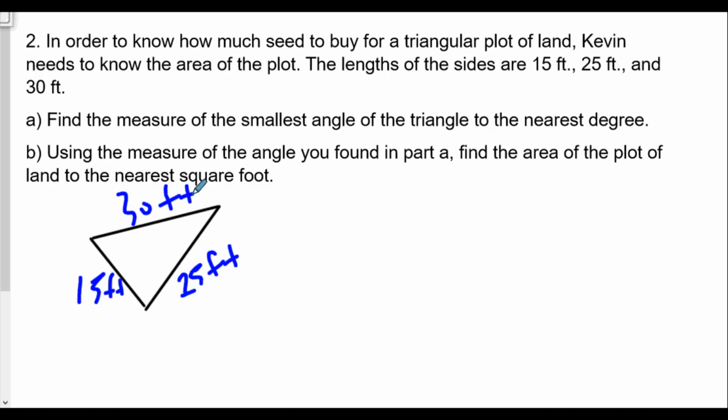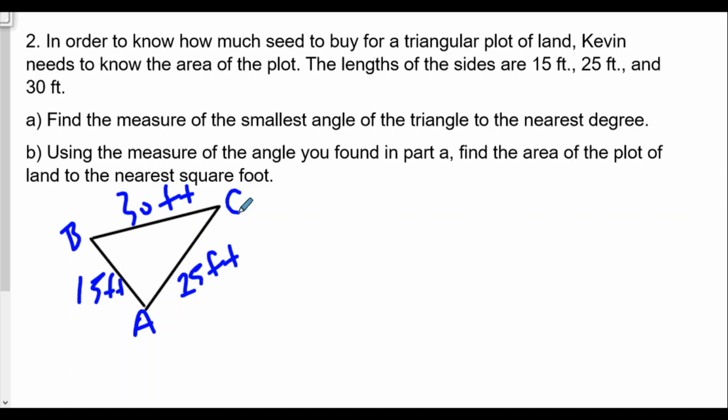All right, so find the measure of the smallest angle in the triangle to the nearest degree. So let me call the angle opposite the 30 A. I'll call the angle opposite the 25 B, and I'll call the angle opposite the 15 C. So to find the measure of angle C, it has to be the smallest angle because the smallest angle is always opposite the smallest side in a triangle.